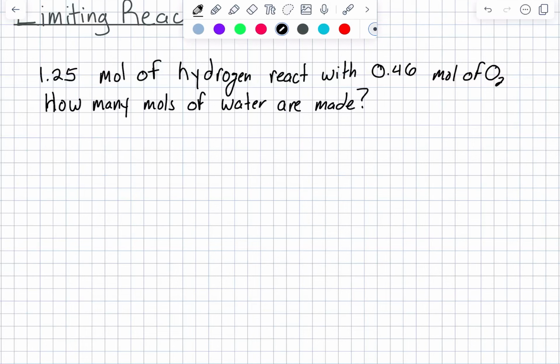So now that we understand the particle level, let's work through a Stoich problem. Just like any Stoich problem, we're going to need to write our balanced equation first. And I'm going to write some gaps here, and it'll make sense in a minute why I'm doing that. So I have hydrogen gas plus oxygen gas yields liquid water.